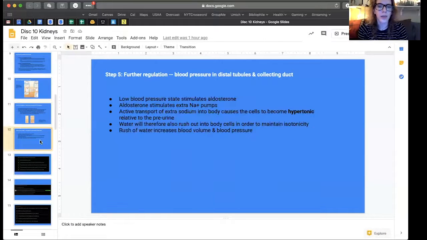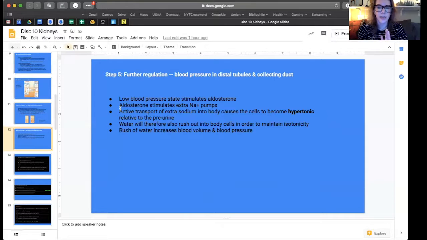And why that's helpful is that it allows active transport of sodium out into the bloodstream. And remember, that can happen because with active transport, you can go against the gradient. So even though we already have a hypertonic environment on the outside, since we have those pumps, we're able to push those out. And that causes the cells to become even more hypertonic relative to the inside.